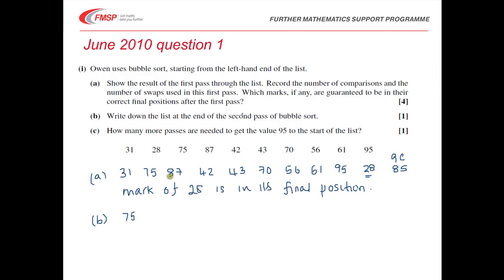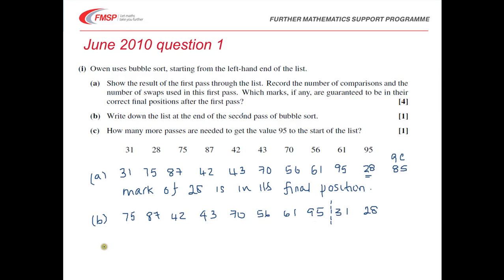And then we'll compare the 31 and the 87, and the 42 and the 43 and the 70 and the 56 and the 61 and the 95, and it is actually smaller than all of those, so we're moving everything up again. And we'll just write all those numbers down, and now we have the 31 and the 28, and we now have 2 numbers in their final position. So that is the result of the second pass.